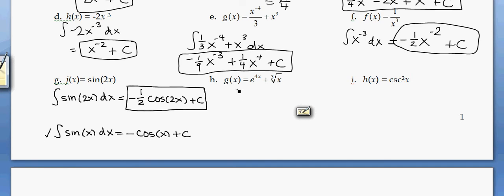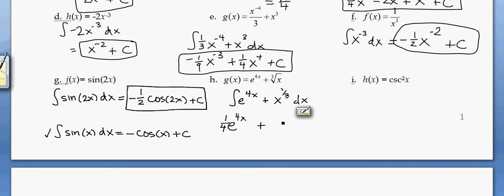Okay, the next one we have e to the 4x plus, I'm going to write this as x to the 1/3, that I'm trying to find the antiderivative of. So again, we have sort of a chain rule idea that we're going to be undoing. So my first attempt would be to think that this is just e to the 4x. But the derivative of e to the 4x, again using chain rule, would get me back to 4 times e to the 4x. I don't have a 4 here, so I want to get rid of that coefficient by putting a 1/4 here. So I get 1/4 e to the 4x.